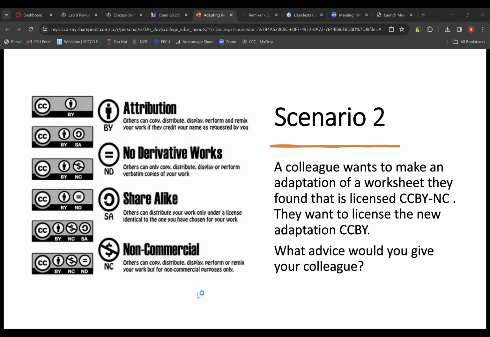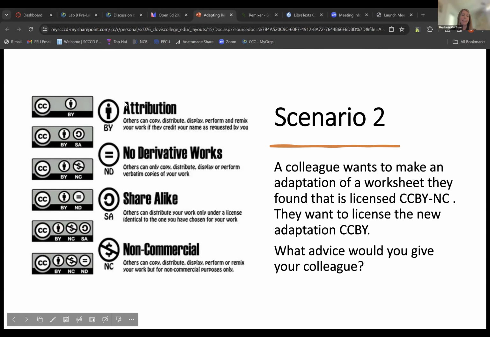I think I would advise incorporating also the non-commercial, since the original author wanted non-commercial purposes. I think. I like that. Anybody else?